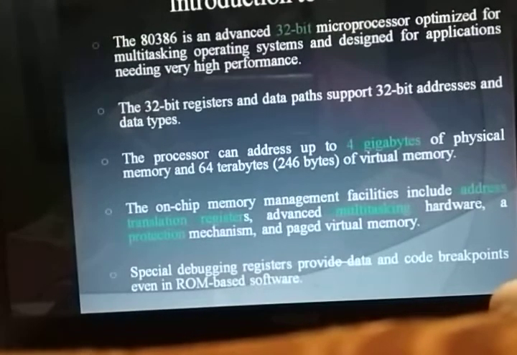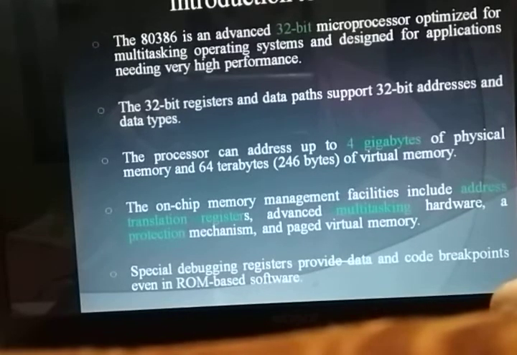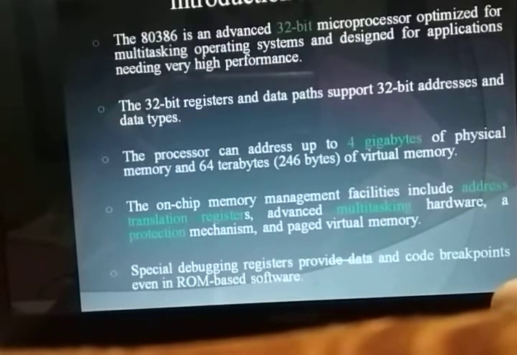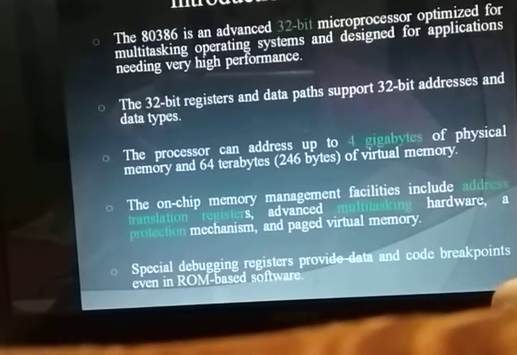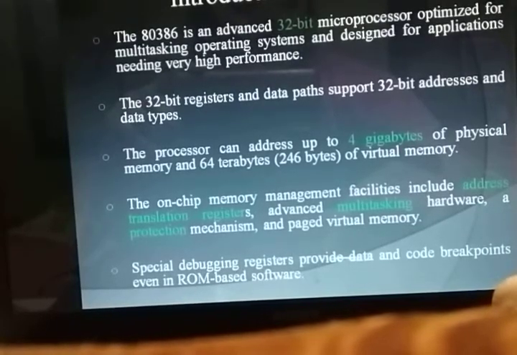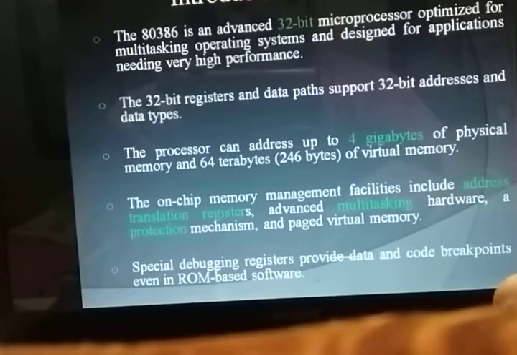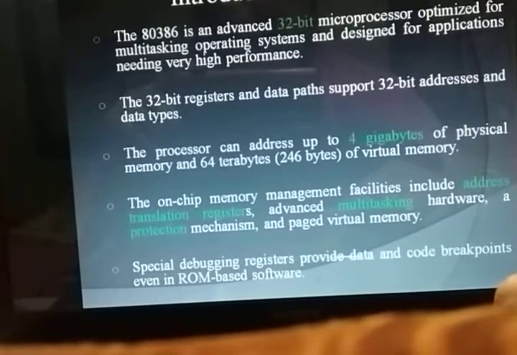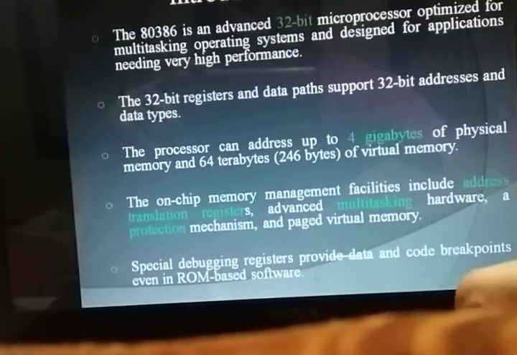Then special debugging registers provide data and code breakpoints even in ROM-based software. So here the 80386 has special types of registers like control registers, debug registers, and test registers. It also provides protection by using these. They contain different types of information and breakpoint-related information.